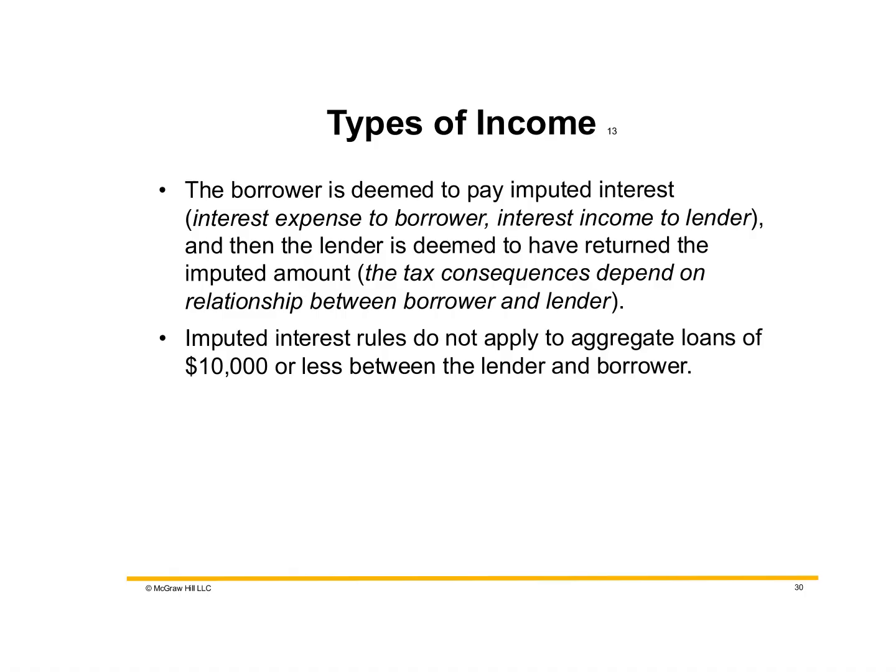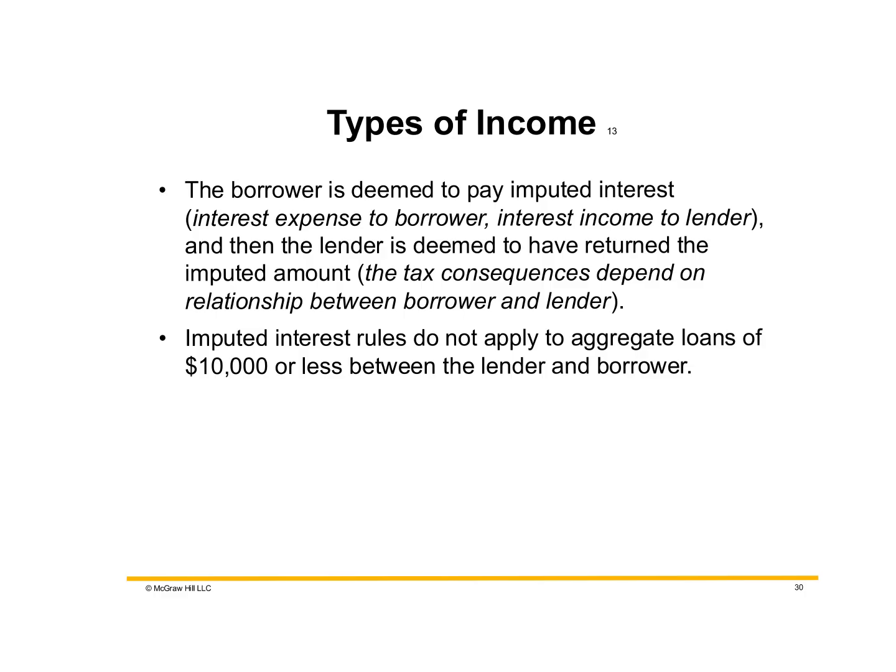So on those low interest loans, if we look from the borrower's perspective and the lender's perspective: the borrower is paying imputed interest, so it's an expense to the borrower and income to the lender. And then the lender, on their side, has returned the imputed amount.